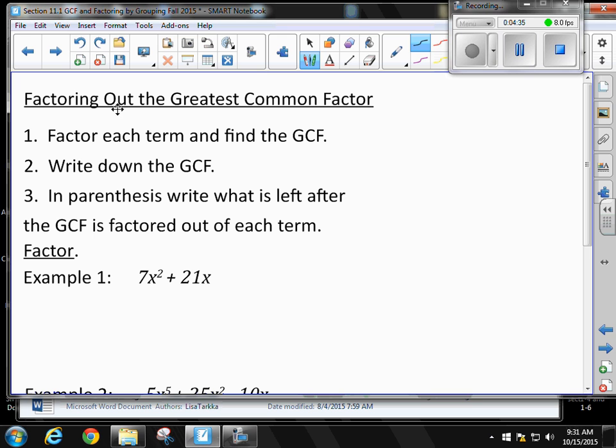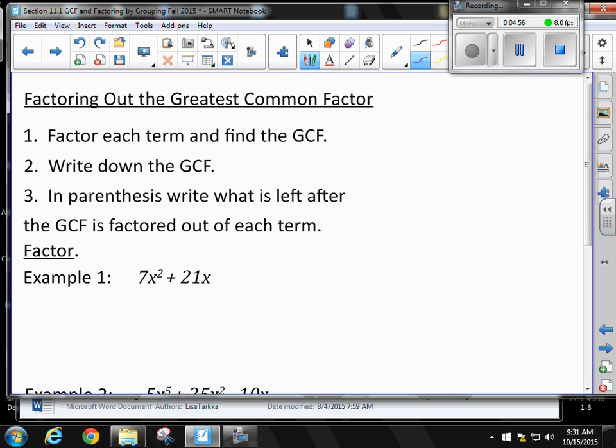Now we're going to talk about actually factoring out an expression. So we're going to factor each term and find the greatest common factor. We will write down the greatest common factor, and in parentheses we write what's left after the greatest common factor is factored out of each term. So let's do some examples.